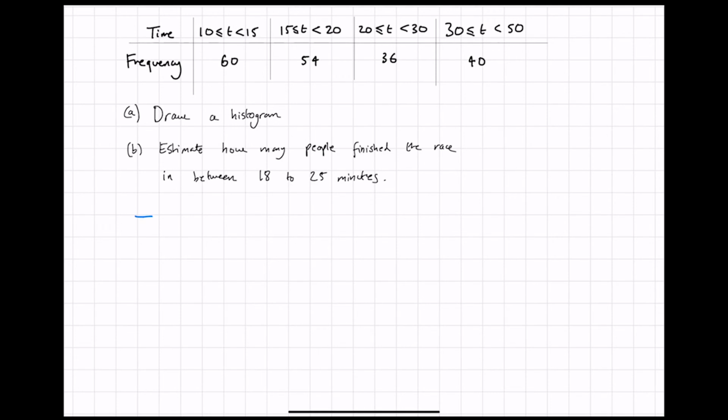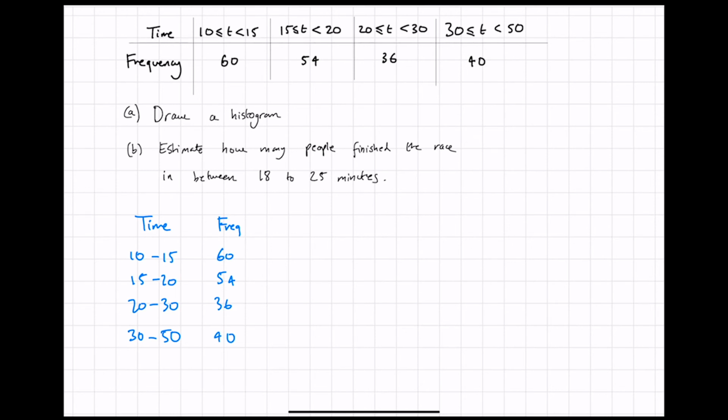So we say something like the time taken to run was 10 to 15, 15 to 20, 20 to 30, and 30 to 50. Now, to be technically correct, I should write it like this, not like this, but this is just for the working out, so I'm writing it like that. Then after that, we have the frequencies: 60, 54, 36, and 40.